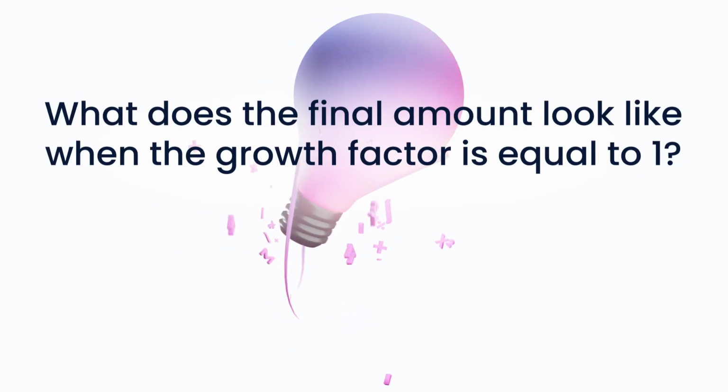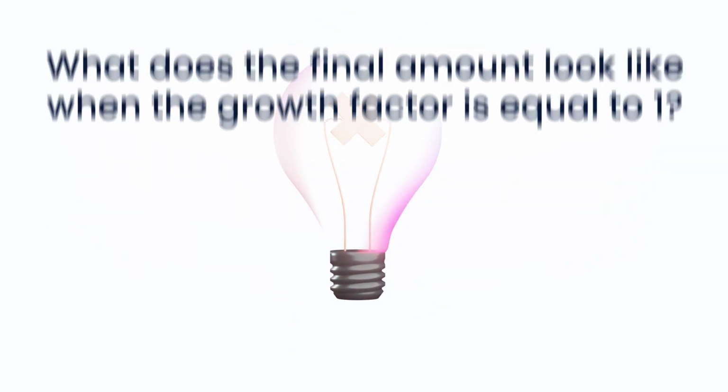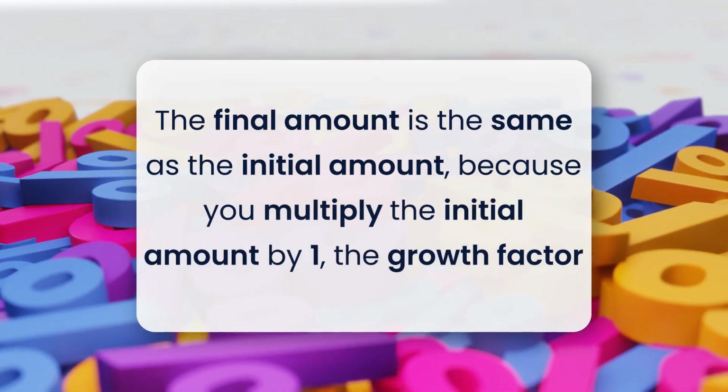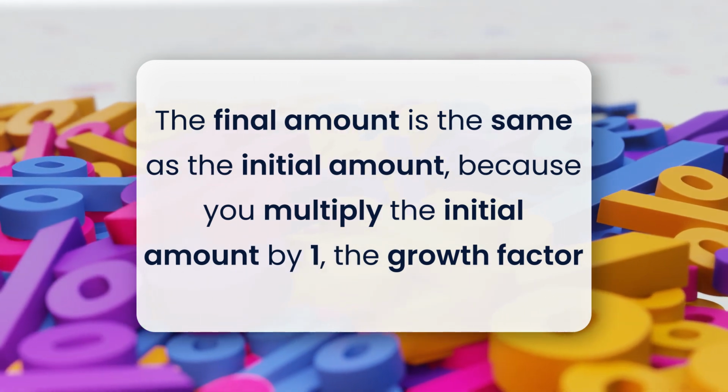What does the final amount look like when the growth factor is equal to 1? The final amount is the same as the initial amount because you multiply the initial amount by 1, the growth factor. Let's look at an example.